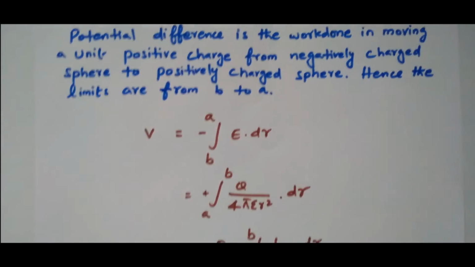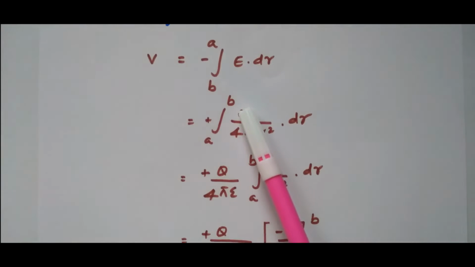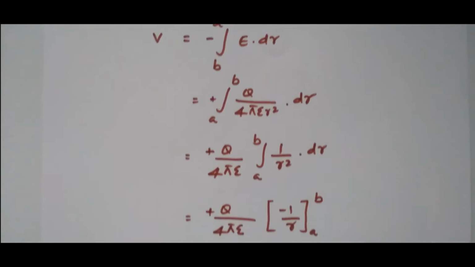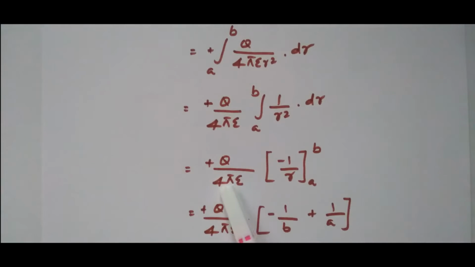Now substitute the value of E. E equal to Q divided by 4 pi epsilon r square, into dr. Now the limits are interchanged, b to a is now a to b, so that the negative becomes positive. Q divided by 4 pi epsilon is a constant. We only have the integral a to b of 1 divided by r square into dr. So Q divided by 4 pi epsilon, and the integral of 1 by r square is minus 1 by r. We know this very well.